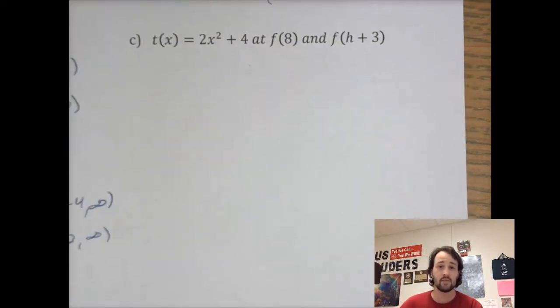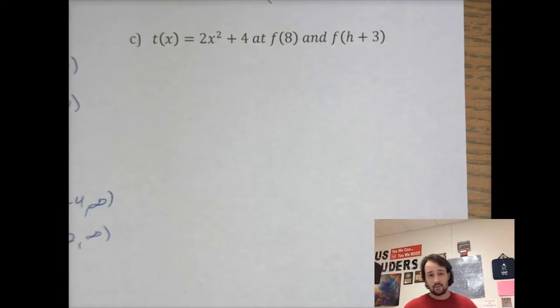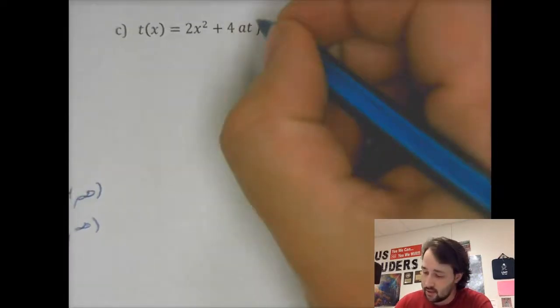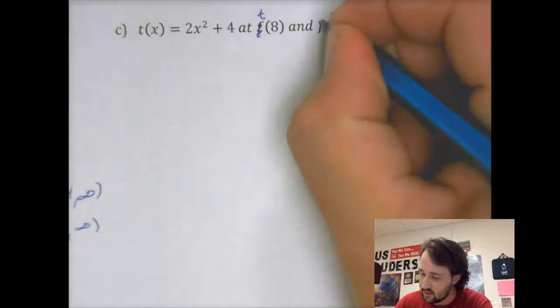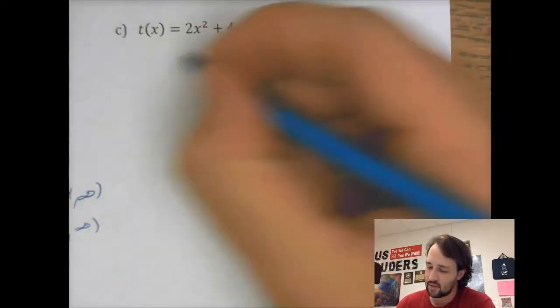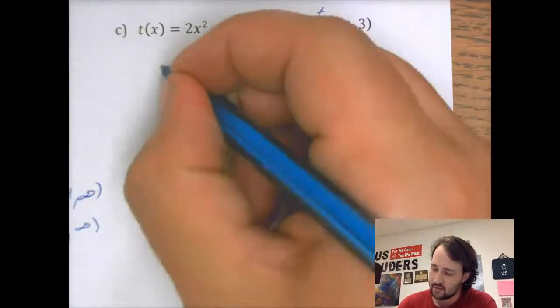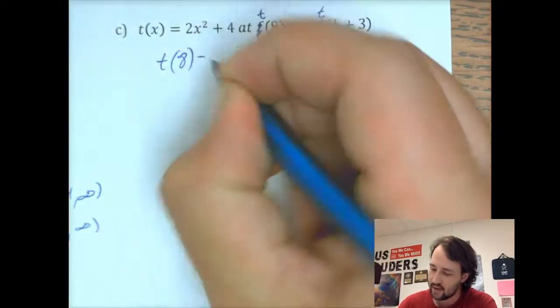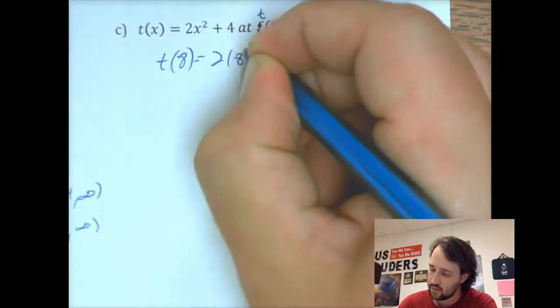All right, this one is going to work just a little bit differently, but it's still the same idea. So again, I'm sorry, I should have made that t, and I should have made that t. My bad. So I have t of x is 2x squared plus 4. So if I have t of 8, I have 2 times 8 squared plus 4.